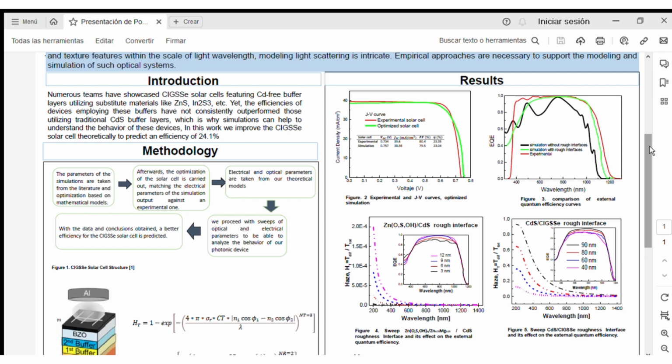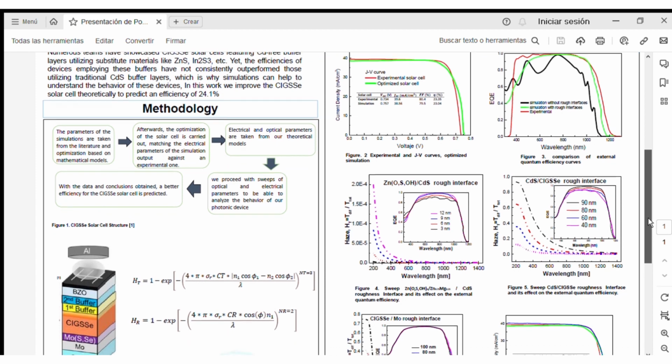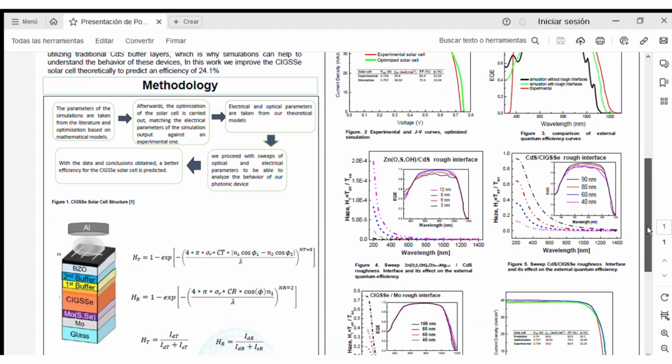In this work we improve the CIGSe solar cell theoretically to predict an efficiency of 24.1%. In Figure 1 you can see the structure that we used for the simulations. In this there are 2 films as a buffer layer corresponding to the experimental study that we refer to below.